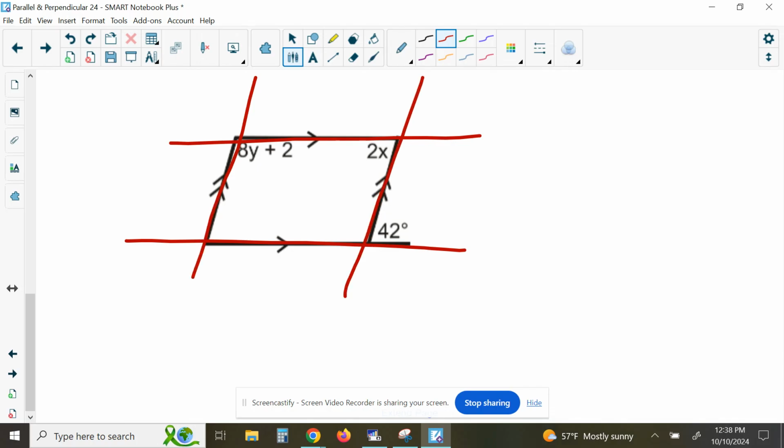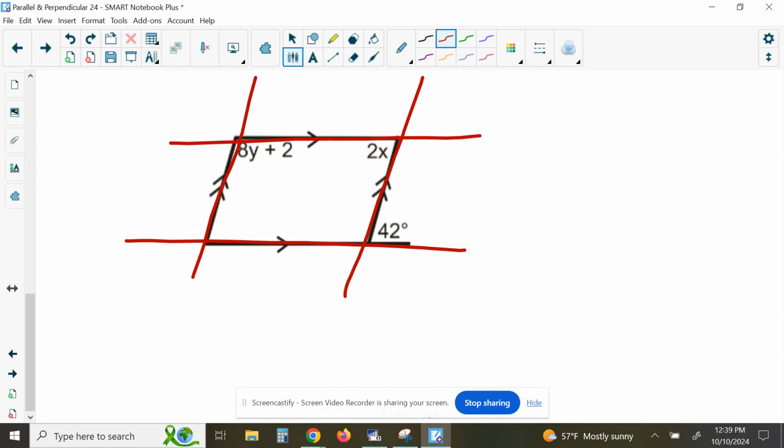Okay, so we do have two parallel lines going horizontally, and we have these two other parallel lines going this way, right? Now, if you take a look at these, we have the 42, we have the 2x, and we have the 8y plus 2. Clearly, we don't want to try to match up the 8y plus 2 and the 2x, because they have different variables, so that's not going to get you anywhere. So start somewhere where you have something you can solve.